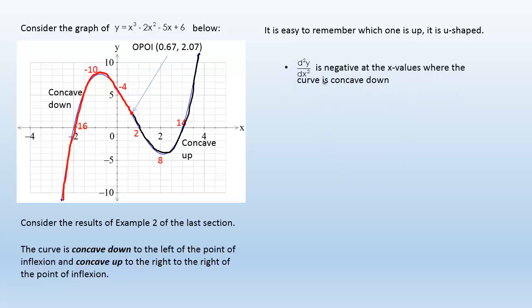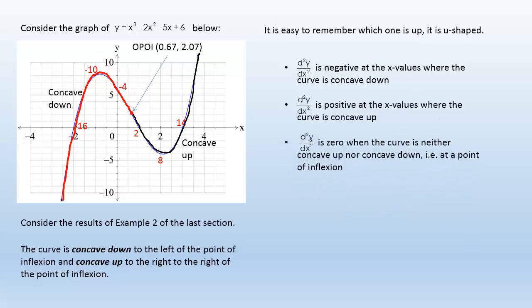d²y/dx² is negative at the x values where the curve is concave down. d²y/dx² is positive at the x values where the curve is concave up. d²y/dx² is 0 when the curve is neither concave up nor concave down, i.e. at that point of inflection.